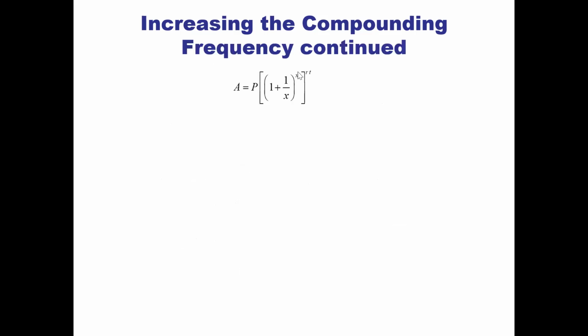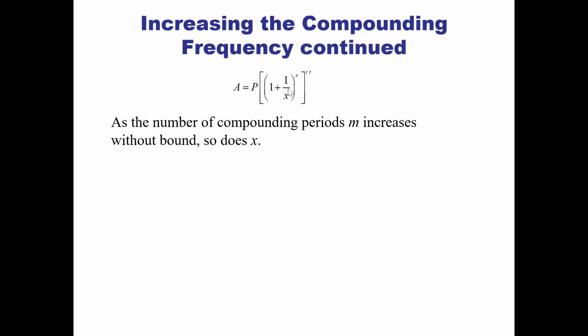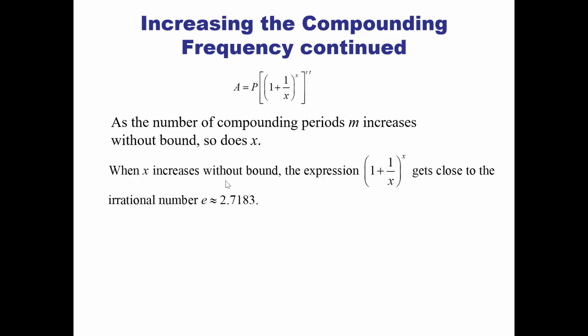And so at this point we have the following. Now, as the number of compounding periods m increases without bound, so does x. And when x increases without bound, the expression 1 plus 1 over x, to the x, gets close to the irrational number e, which is roughly 2.7183. So instead of a nasty looking 1 plus 1 over x to the x, we replace it with e. And that gives us e to the rt, which is our limiting value.